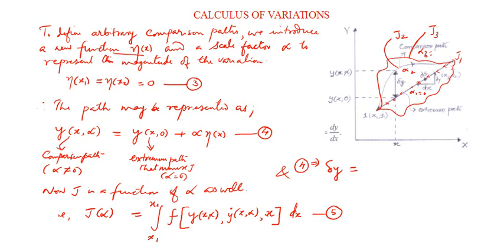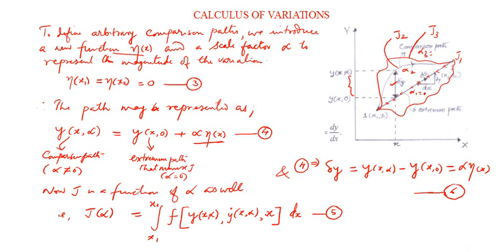This is delta y, the difference. Delta y is equal to y(x, alpha) minus y(x, 0). That is y(x, alpha) minus y(x, 0), which is nothing but equal to what? Only this term will remain: alpha times eta of x. Alpha into eta of x. Let me say that is my equation number 6.